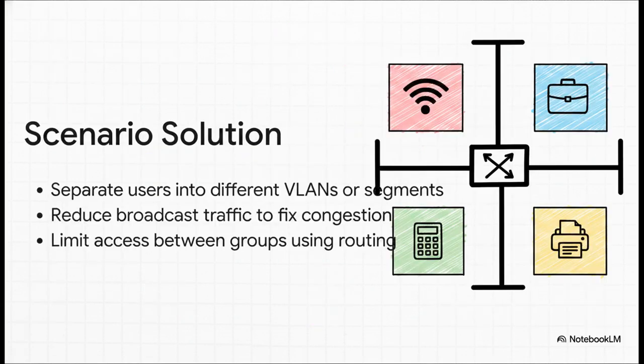If you're looking at this on an exam or just trying to fix it in real life, here is the definitive answer. First, you would separate the specific groups. You put the guests, the staff, the finance department, and the printers into entirely different segments or VLANs. By doing this, you instantly reduce the massive waves of broadcast traffic that are causing the congestion, which totally fixes the performance drops during those busy times. And finally, you solve the security nightmare by using routing and security rules to strictly limit access between these new groups. That ensures a guest on their phone absolutely cannot see the finance department servers. Boom, you've restored speed and you've restored security.